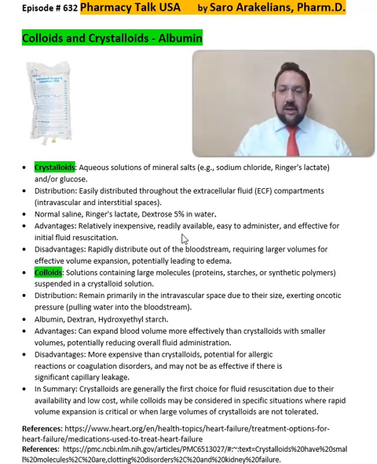So how about colloids? Colloids are solutions containing larger molecules, including proteins, starches, and synthetic polymers, suspended in a crystalloid solution. From the distribution standpoint, it remains primarily in the intravascular space due to their size, exerting oncotic pressure, pulling water into the bloodstream. Some examples would be albumin, dextran, and hydroxyethyl starch or hetastarch.